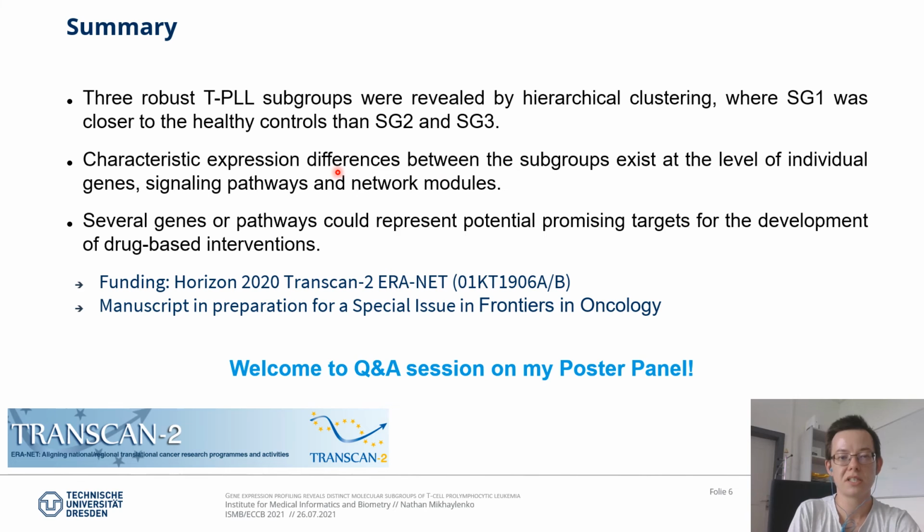In summary, our study focused on the identification and in-depth characterization of molecular T-PLL subgroups. Thus, 3 robust T-PLL subgroups were revealed by hierarchical clustering, where SG1 was closer to the healthy controls than SG2 and SG3. Characteristic expression differences between the subgroups exist at the level of individual genes, signaling pathways, and network models. Several genes or pathways could represent potential promising targets for the development of drug-based interventions.